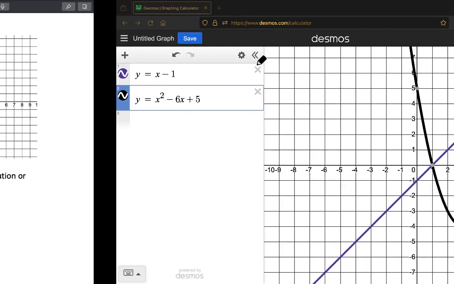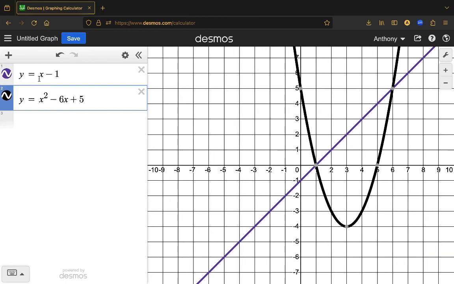So we've got these two equations plotted already in Desmos. Here's the first one, y equals x minus 1, our linear equation. And the other one is y equals x squared minus 6x plus 5. You can see they intersect here at the point (1, 0), and the other point (6, 5).